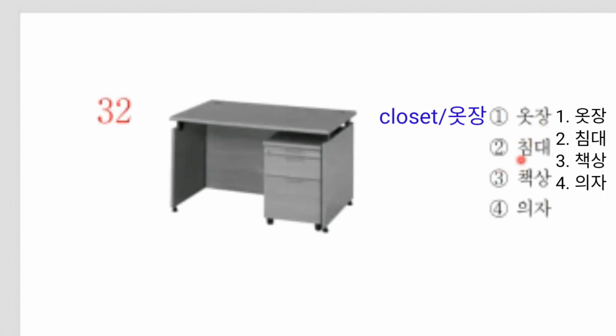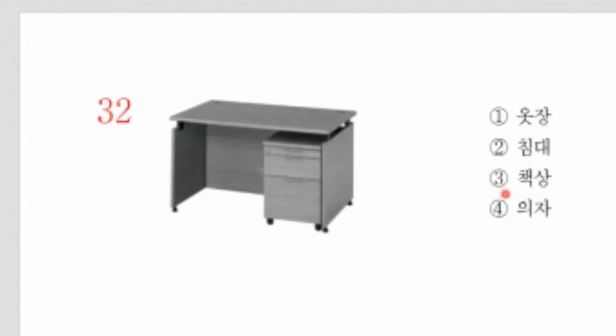And number 2 is 침대. 침대 means bed, kama. So it's not. And number 3 is 책상. Okay, so 책상 from the word 책 is book. 책상 is desk. Okay, so the correct answer is number 3, 책상. And number 4 is 의자. 의자 is chair. So the correct answer for number 32 is 책상, which is desk.